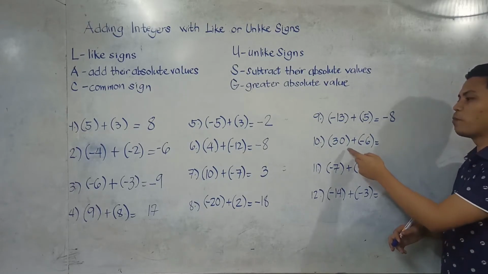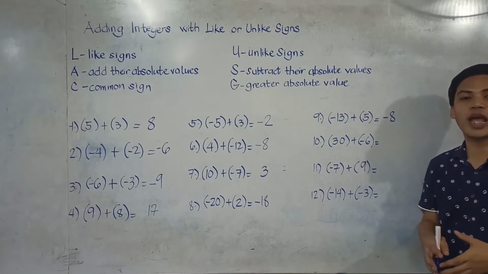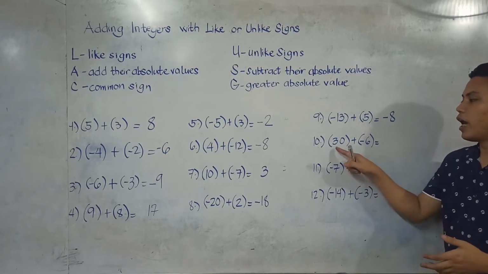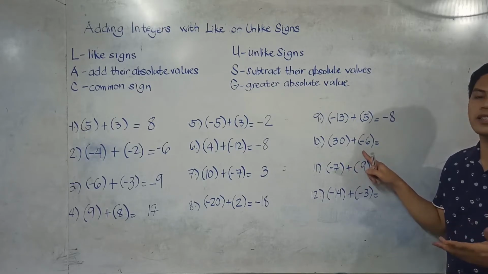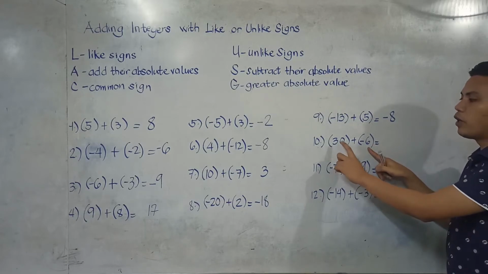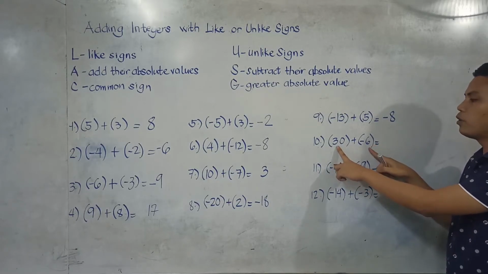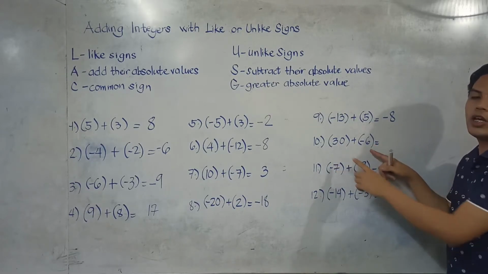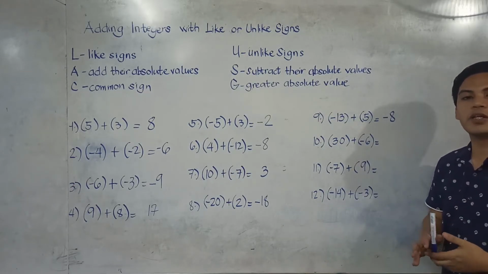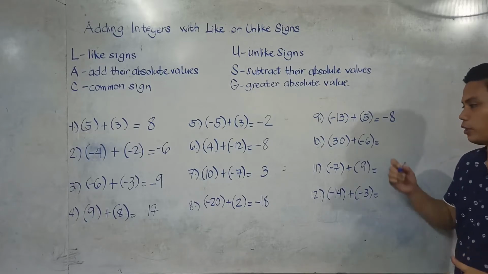Okay, how about number 10? So, we have 30 and negative 6. So, 30 plus negative 6, again, they have unlike signs. Therefore, USG yung gagamitin natin. Absolute value ni 30 is 30. Absolute value ni negative 6 is 6. So, 30 minus 6, we have 24.